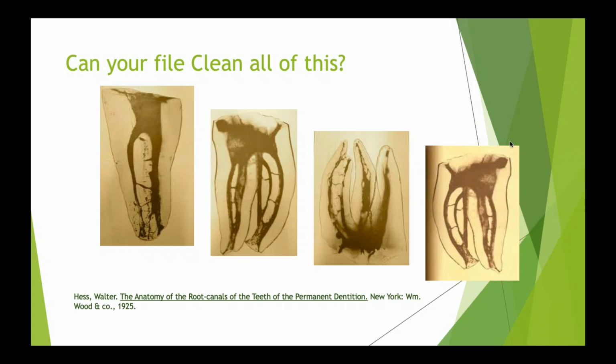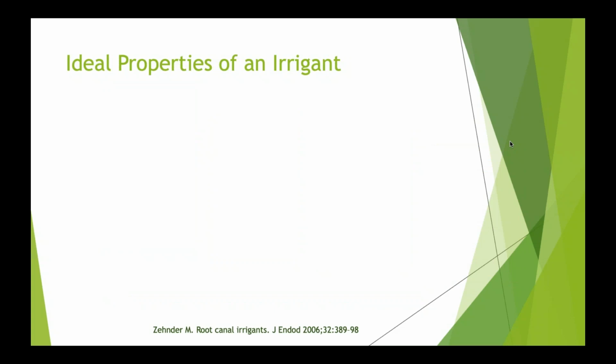We have to be able to clean the little fine channels in between canal systems. Can we clean what we call lateral canals and apical deltas and all these different things that our instruments just cannot reach? That's the whole goal of irrigation: to get into these places that our instruments can't touch and hopefully clean the insides of them. And the only way we can do that, of course, is through irrigation.